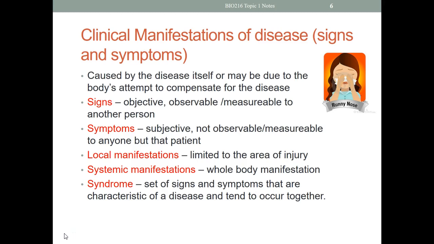A local manifestation means that it's limited to the area of injury. For instance, a sore throat would be a local symptom. Systemic manifestations would be a whole body manifestation, such as a fever would be a systemic sign. A syndrome refers to a set of signs and symptoms that are characteristic of disease and tend to occur together. So this would describe the manifestations, say, associated with Down syndrome.